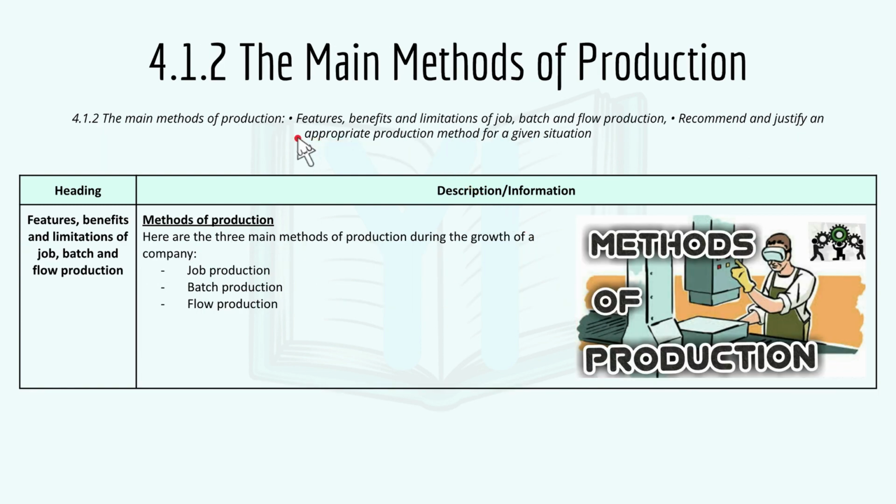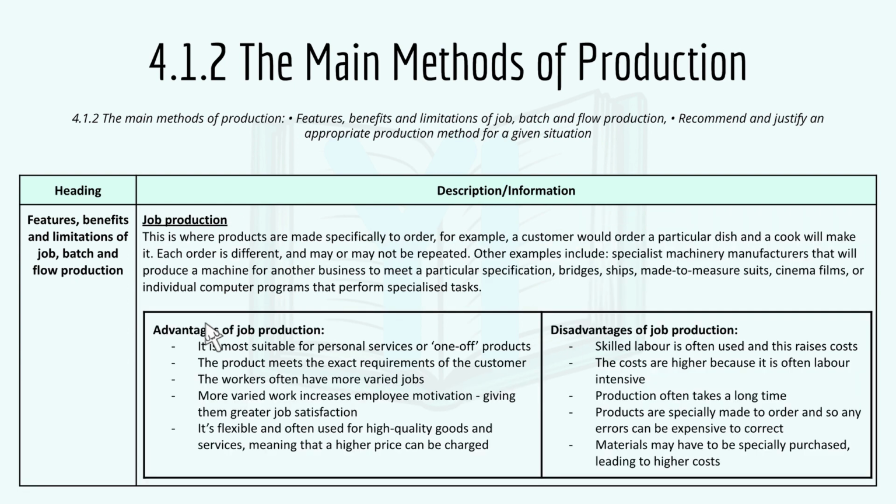Then we have 4.1.2, the main methods of production. Here are the features, benefits, and limitations of these production methods. Here are three main methods of production during the growth of a company. We have job production, batch production, and flow production. We'll look at the differences between them now, starting with job production.